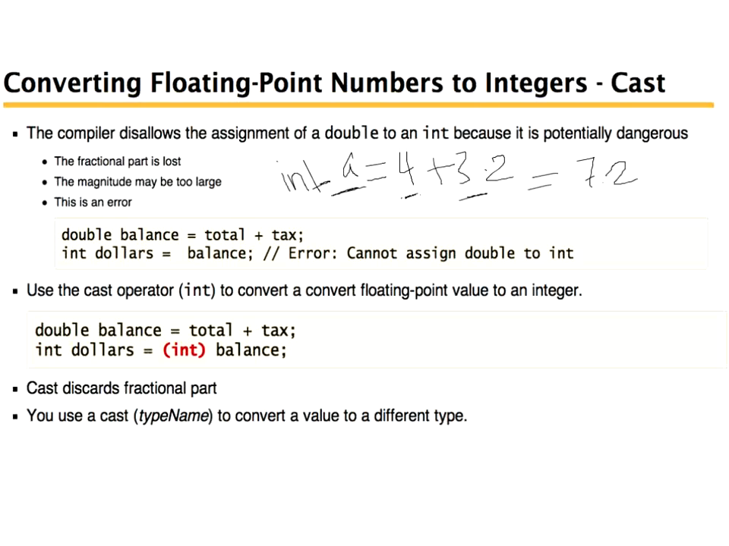Now, what if you actually want a to be an integer? Now you have to do something called conversion. We have two ways of doing conversion. The first one is called casting, which works like the following. If you have a balance of type double, and you say int dollar equals balance, it will be incorrect, because dollar is an integer and balance is a double. Now, what if you want balance to be an integer? You have to do this little operation.